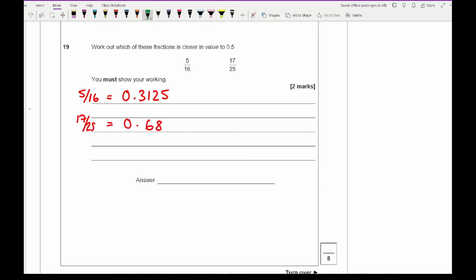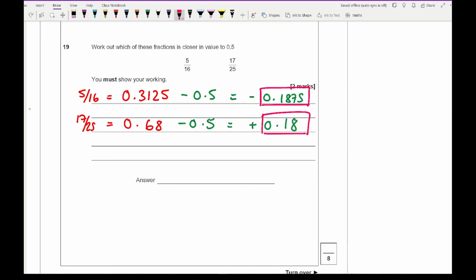Now, if I take away 0.5 from both these numbers, I get an answer of this one is going to be minus 0.1875, and this one is going to be plus 0.18. So out of these digits, which one is smaller? Well, it's going to be 17 over 25.